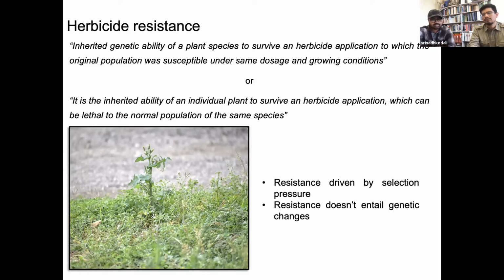So the two important terms here are, this resistance is driven by selection pressure and it doesn't entail any genetic changes. What we mean by selection pressure is, whenever we are applying herbicides, we are killing a part of the weed population, and the rest of the weed population survives because of the inherent genetic ability they had in them, and they would be passing on their traits to the next generation or offspring. So we are not inducing any genetic changes in the plant. It's just there in the plant because of natural selection.